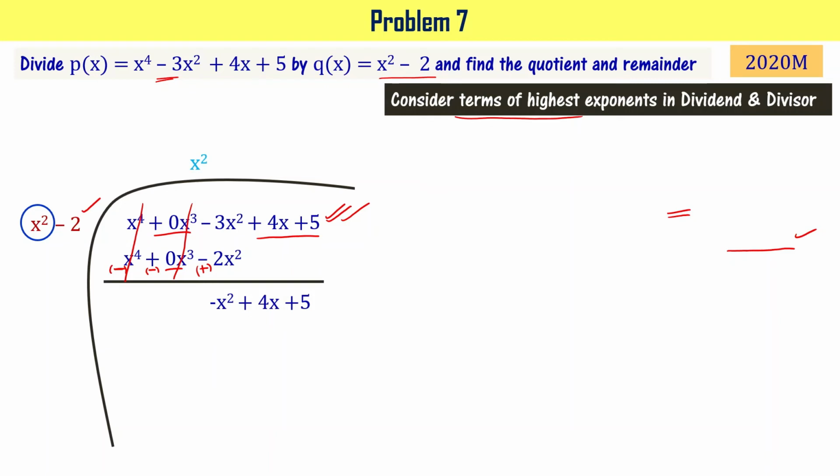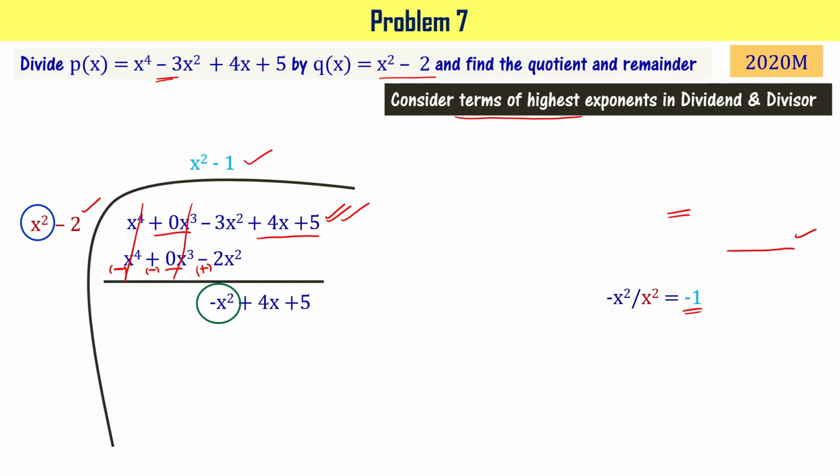Now I'm going to repeat the steps. What I'm going to do is consider the terms of highest exponents now. Minus x square is the term of highest exponent. So let's divide that with x square. When I do that, I get minus 1 as the answer. So this minus 1 has to be written as part of the quotient. Now the quotient has become x square minus 1, right?